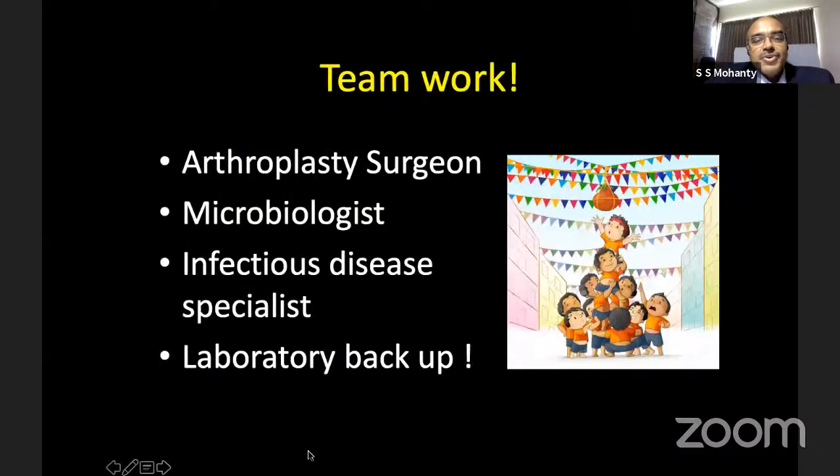Now, it's always teamwork, along with the arthroplasty surgeon, the microbiologist, the infectious disease specialist, and good laboratory backup with facility for doing extended culturing of mycobacteria, especially as tuberculosis is common in our country. And of course, fungal culture should be available. As I feel, dedicated centers should be devoted to infection work. But unfortunately, this type of dedicated center for infection is not available in India.